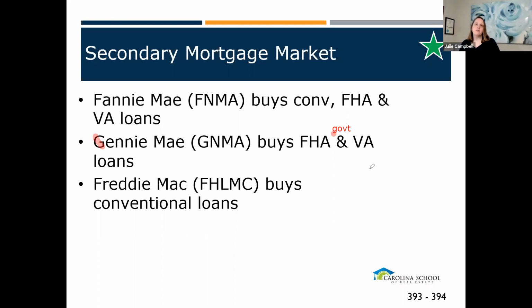Freddie Mac is even more particular, more picky. Freddie is only going to buy conventional loans. Freddie is not going to buy government loans. Fannie buys them all. Ginnie buys government. Freddie buys conventional.